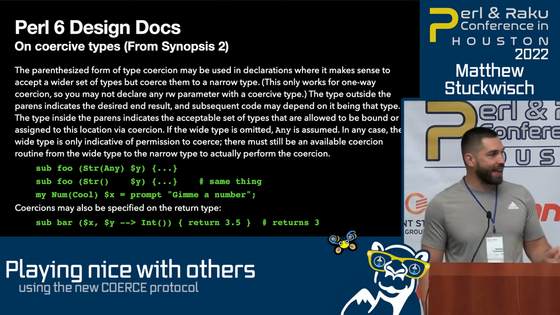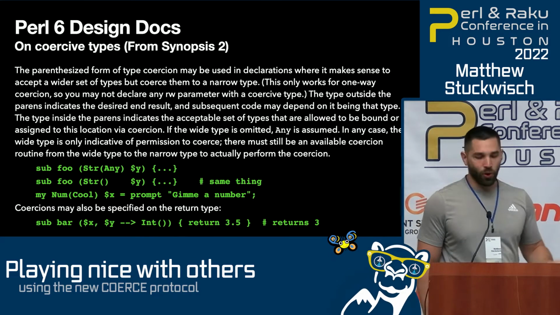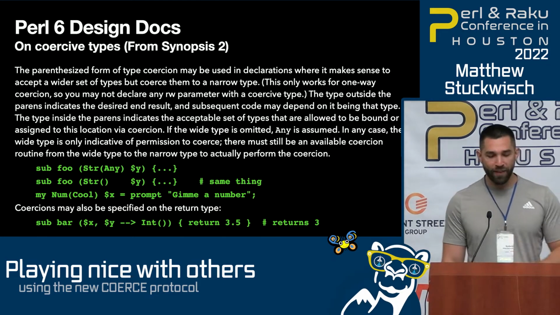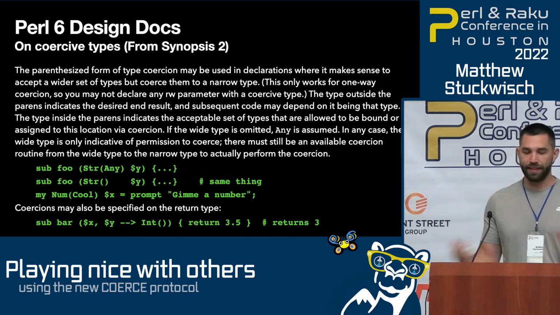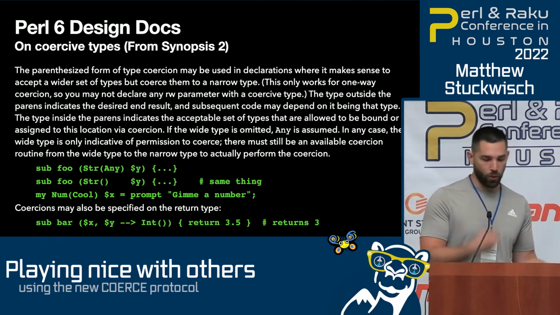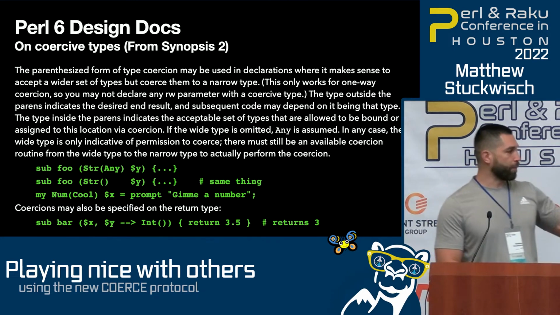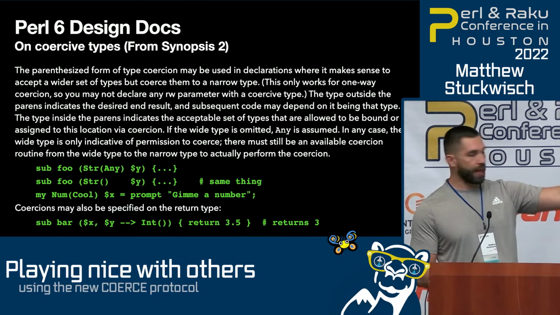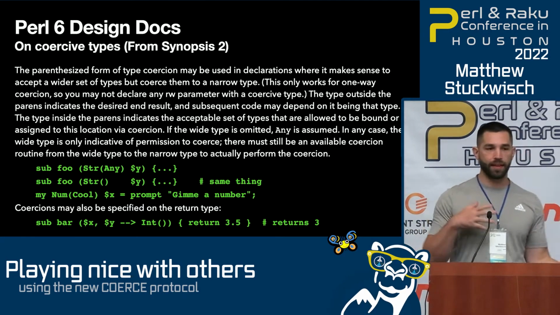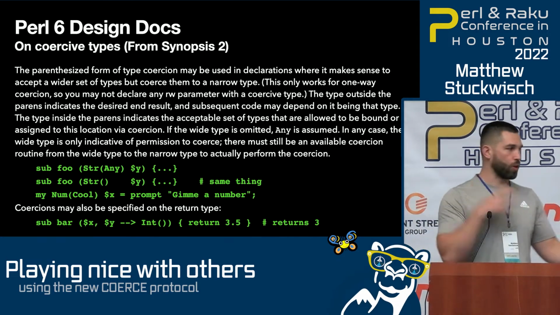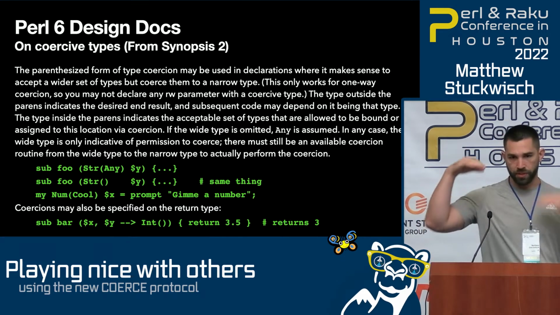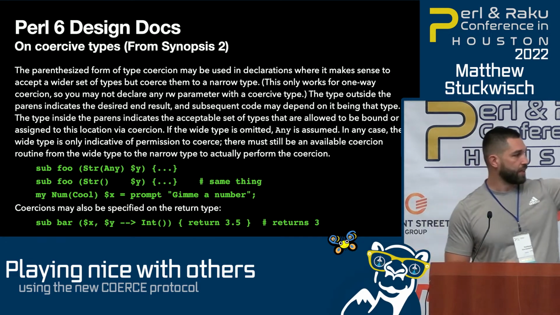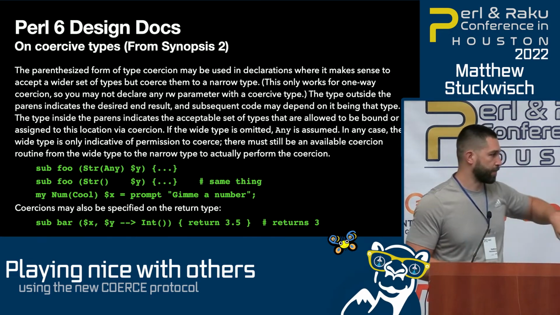But interestingly, it says here, in any case, the wide type is only indicative of permission to coerce. There still must be an available coercion routine from the wide type to the narrow type to actually provide the coercion. Okay, so the example here, we have subs and we have an option from a string with Any, and that basically says, hey, if you pass me anything, I will allow you to convert or coerce it to a string, and then the actual subroutine can guarantee that it's got a string. And if you just do parentheses, it's the same thing because Any is the same as nothing.